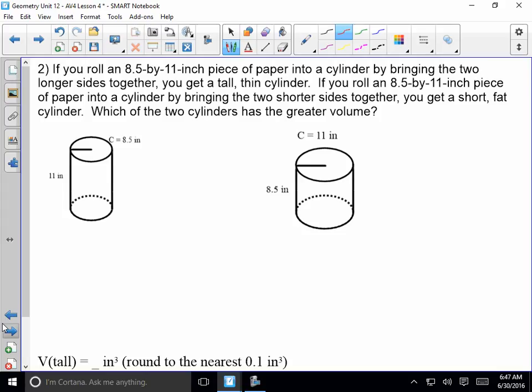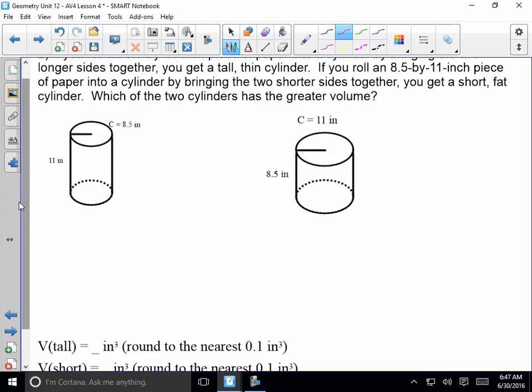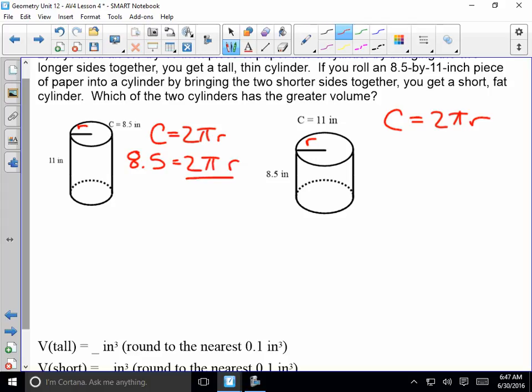So what we have to do here is understand that we do not have the radius of either of these circles. So since we don't have radius, we have to use our circumference formula, which is 2 pi r, and we have to use that in both situations to get the radius of these two cylinders. So I've got a circumference of 8.5 equals 2 pi r. So I have to divide both sides by 2 pi.